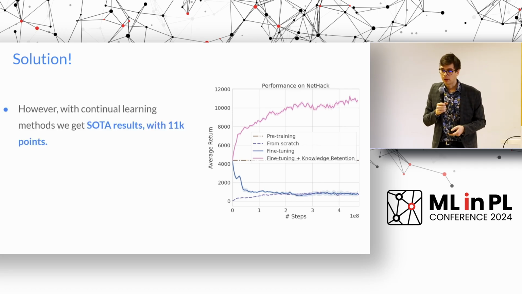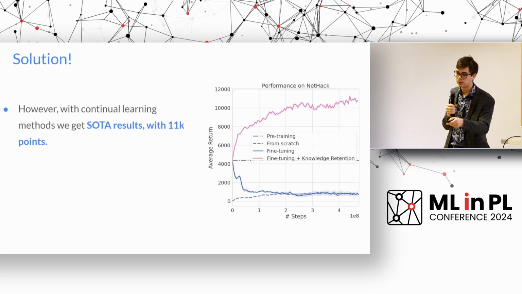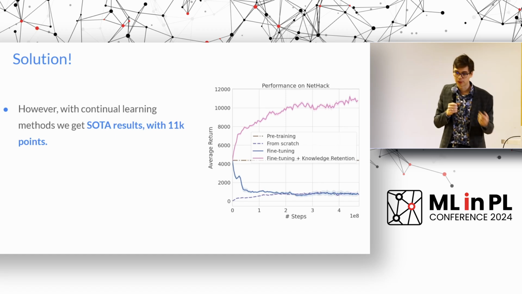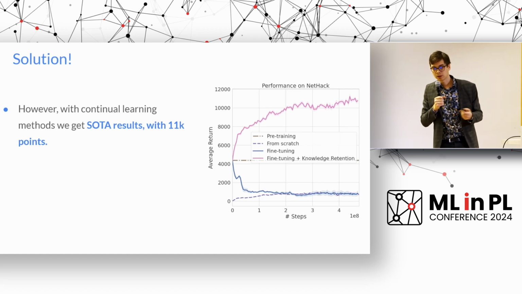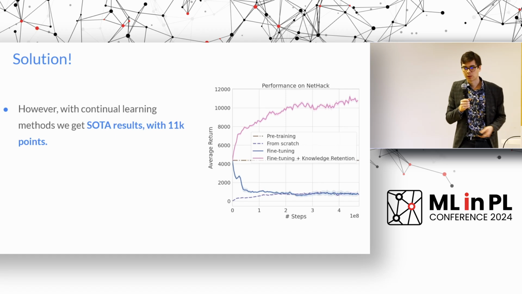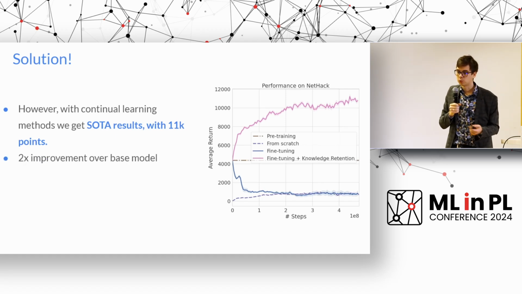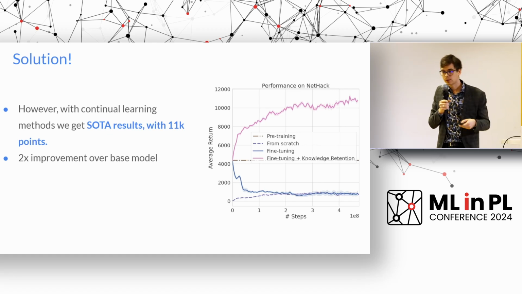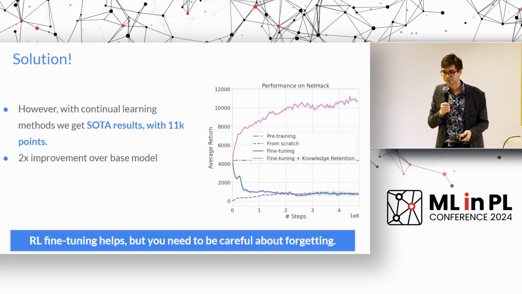So now, the pink plot here represents fine-tuning with an additional measure for knowledge retention, for avoiding forgetting. If we combine fine-tuning with this continual learning method, then actually we get state-of-the-art performance with 11,000 points, which is around 2 times the score of our pre-trained model. We start from 5,000 points, and if we are careful about how we fine-tune our model, we can get over 2 times that.